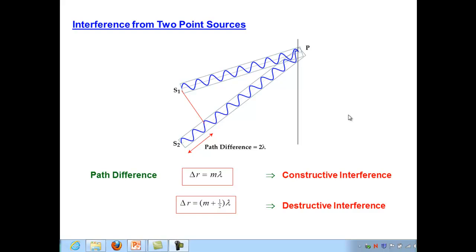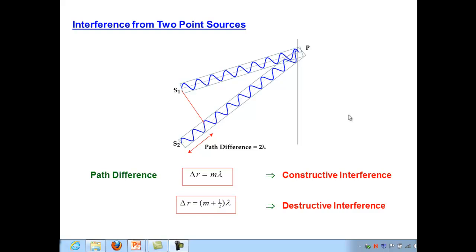What I'd like to do is start with a review of the situation where we have two point sources of waves producing interference at a common point P, and then, since we've been talking primarily about sound waves in this regard, we'd like to extend this to a situation where we have light waves interfering and show some of the really striking results that we get in that case.